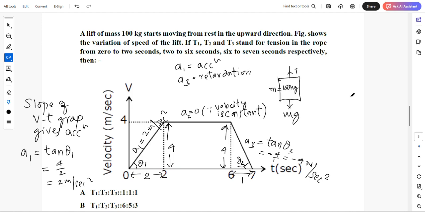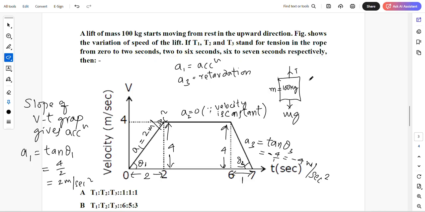Okay. Now let us calculate what tensions they are asking. If T1, T2, T3 stand for tension in the rope from 0 to 2 seconds, 2 to 6, and 6 to 7 respectively, then you are supposed to calculate what? T.